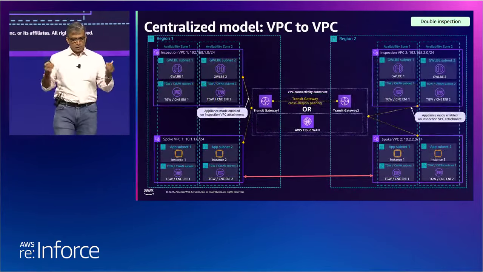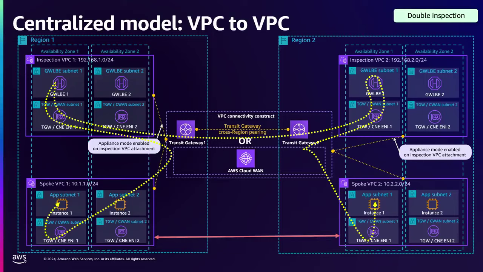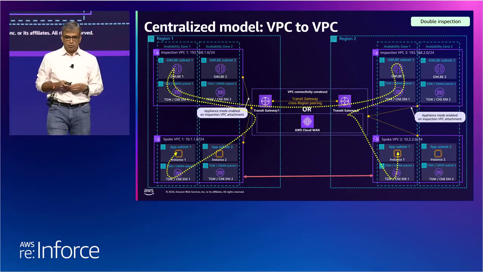And with that, this is a double inspection use case where a spoke wants to talk to VPC2 in region 1. It goes to the routing construct, to the inspection VPC in its local region, back to the routing construct, to the inspection VPC in another region, and to the destination, and the reverse path follows the same route.